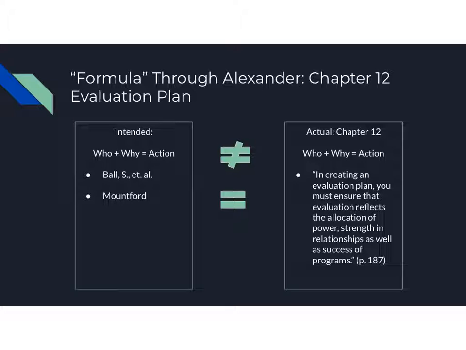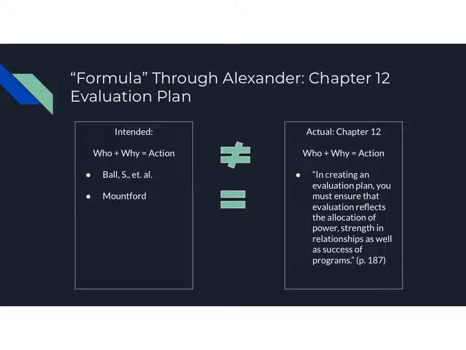So then when we look at chapter 12, it is all about having an evaluation plan. And here it's really what I thought about in terms of this formula in my head of who plus why equals action. I feel like Ball and Munford really talk about the intended, right? Like what is intended for policy to happen based off of the who, the why, and the action. And what chapter 12 is asking us to do is compare the intended to the actual.